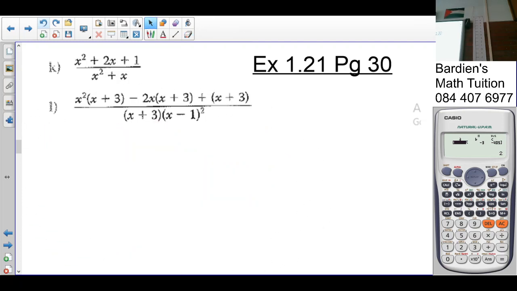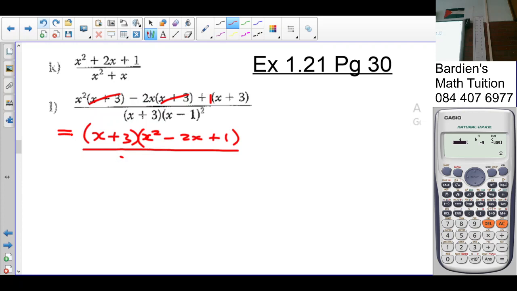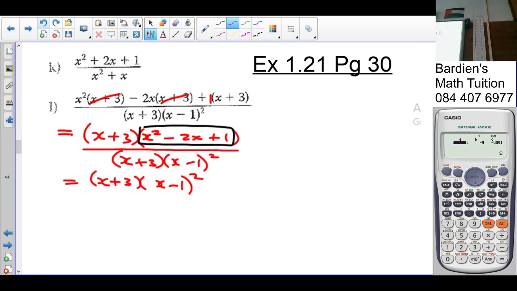I need the space here. If we look on top, what can be done on top? Common factor of x plus 3. What are we left with? x squared minus 2x plus 1, all over x plus 3 into x minus 1 squared. But what can happen here in the second bracket? Perfect square trinomial. Not so bad. So that will be x plus 3 into x minus 1 squared over x plus 3 into x minus 1 squared. Now what? What can cancel? x plus 3 cancels x plus 3, and x minus 1 squared also cancels. The answer is?